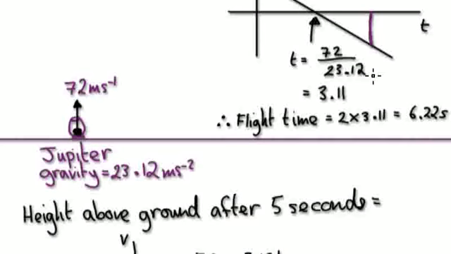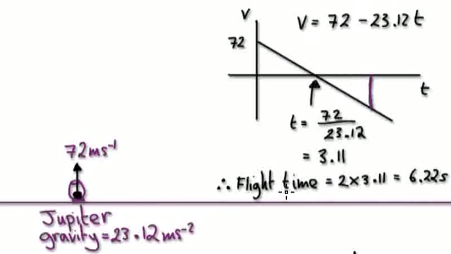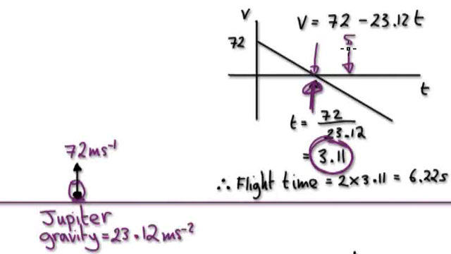The next question is to find the height above the ground after 5 seconds. Your flight time is here, and you know it's 3.11. Now it's asking about 5 seconds. Well, 3.11 is where it crosses here, so 5 must be over here.